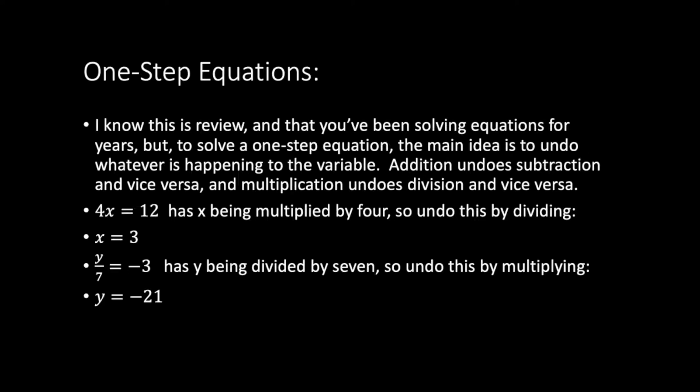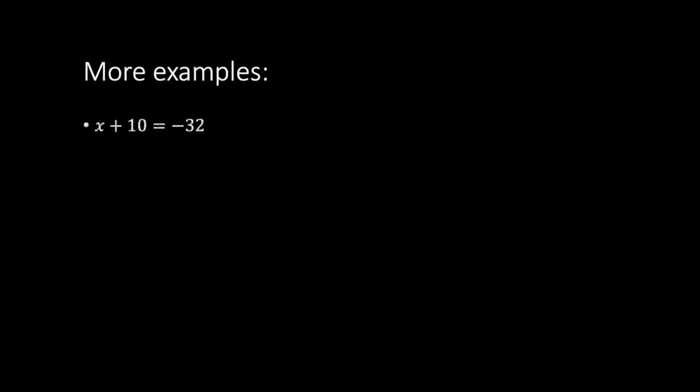So let's take a look at a few more examples of this. The first one here, x plus 10 is equal to negative 32. I want you to try this on your own, so pause the video here. Try to solve it on your own. No, really. Pause the video and try this on your own. All right, so to solve this, you would need to subtract 10 from both sides. So that would give you x is equal to whatever negative 32 minus 10 is. In this case, that would be negative 42.